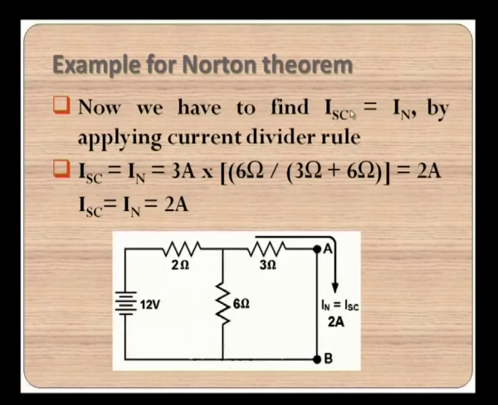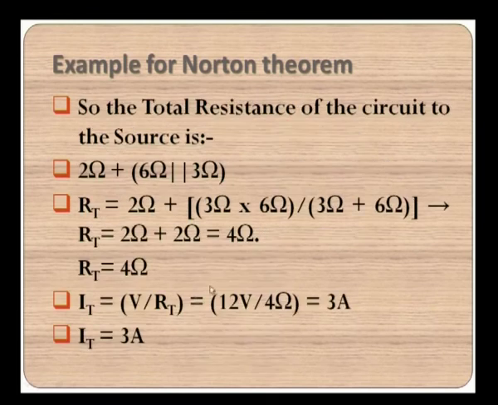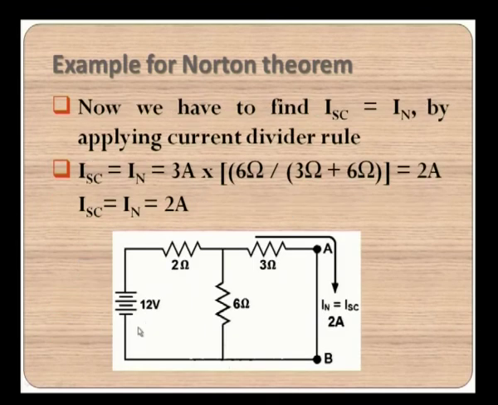Now, we have to find the I short circuited, I Norton, by applying the current divider rule. So, that is what is done here. The IN we need to find out, which is flowing across the terminal AB. The previous current was the entire current supplied by the source, but now we need the current that is flowing through the short circuited section through these terminals AB.